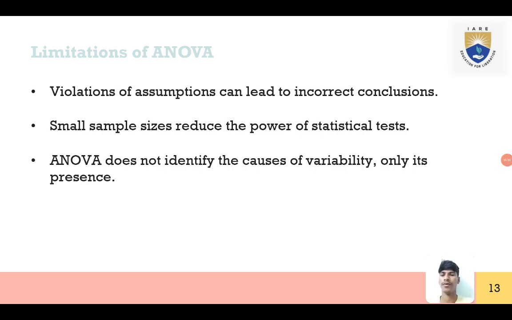Limitations of ANOVA. Violations of assumptions can lead to incorrect conclusions. Small sample sizes reduce the power of statistical tests. ANOVA does not identify the causes of variability, only its presence.